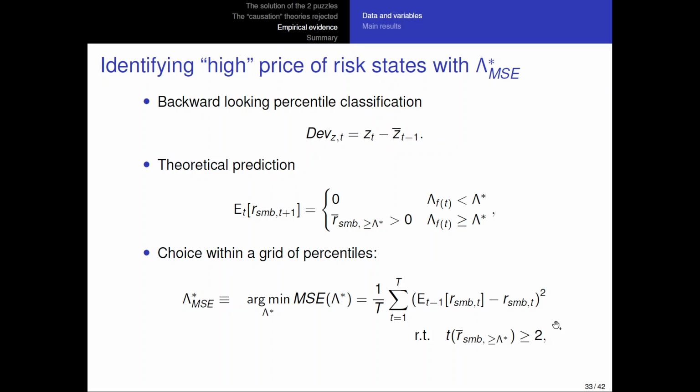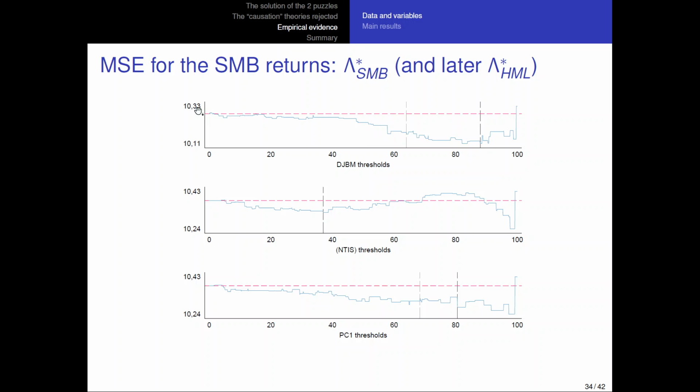It is actually binding for the first principal component. It's not binding if I only use the Dow Jones book-to-market. So how does it really look? I don't use this, so these two are just informative. So that's the Dow Jones book-to-market. You would have here more or less, that's the lambda star SMB. So it would be here.